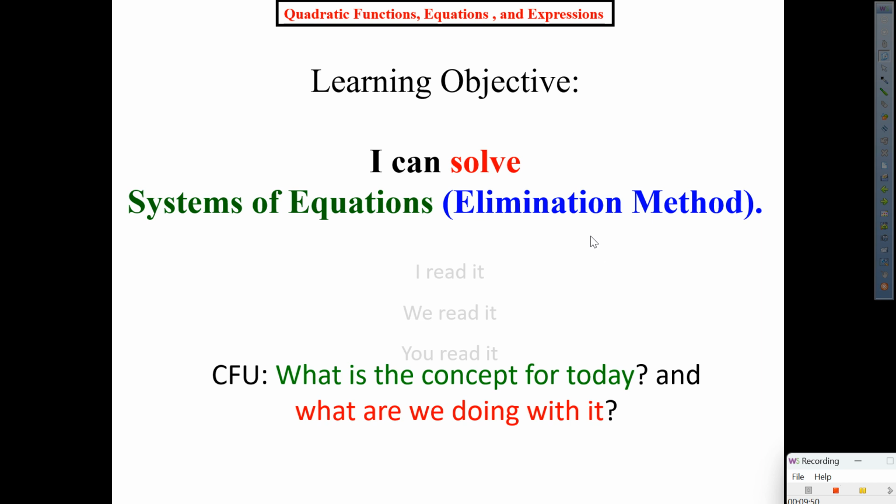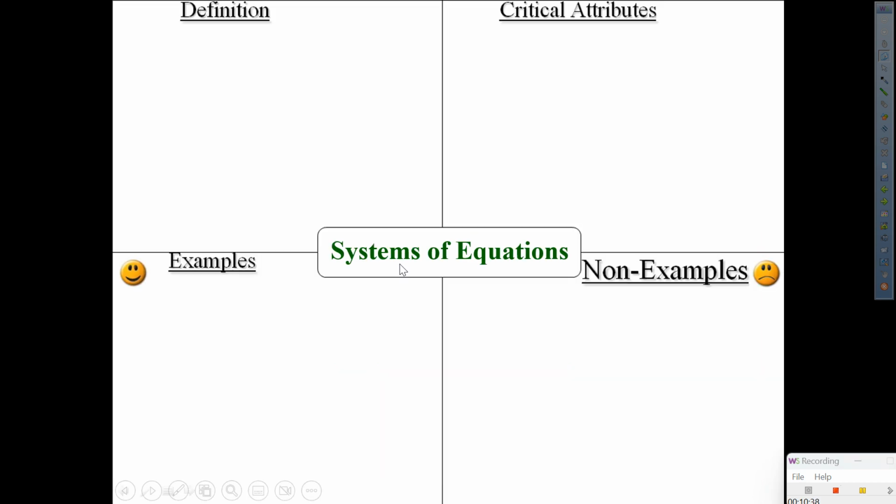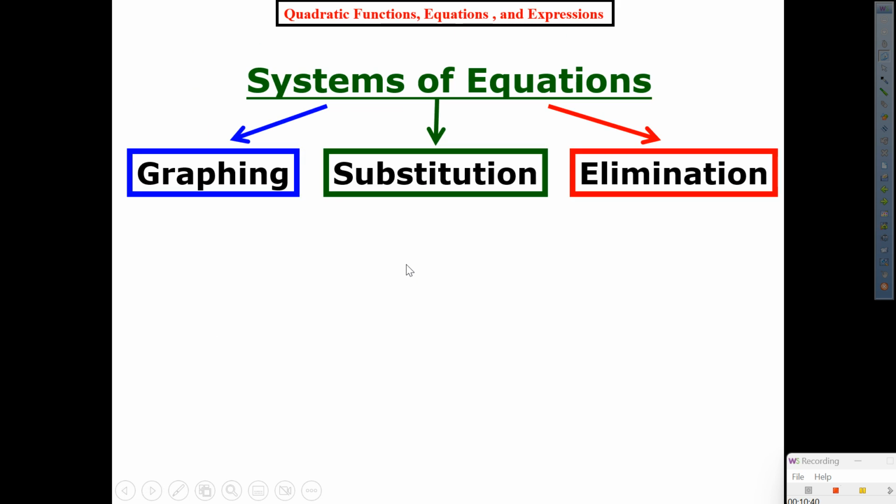Right now it's only x and y. Let's throw in another one tomorrow, right? x, y, and z with 3 variables, 3 equations at once. So with that said, we know what systems are. And the 3 ways of solving a system are by graphing, substitution, and elimination. We've been working with graphing and substitution.